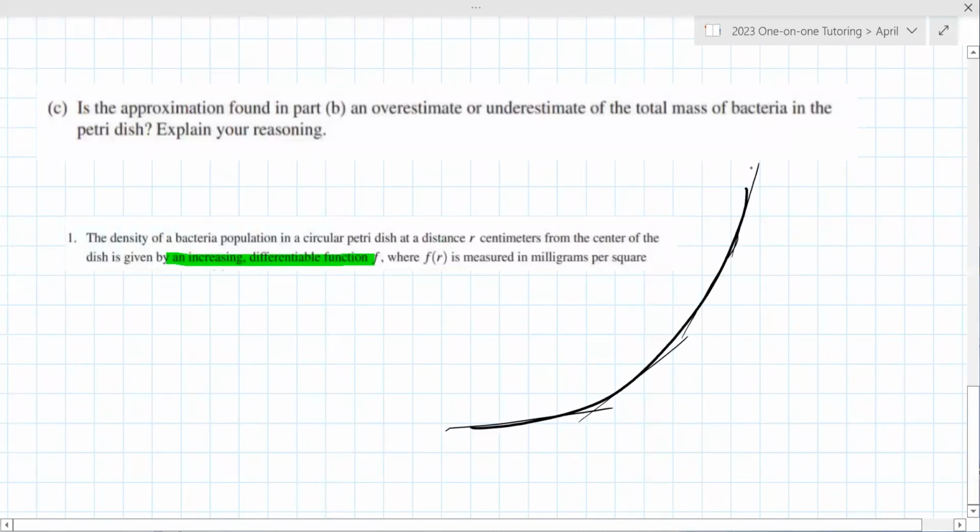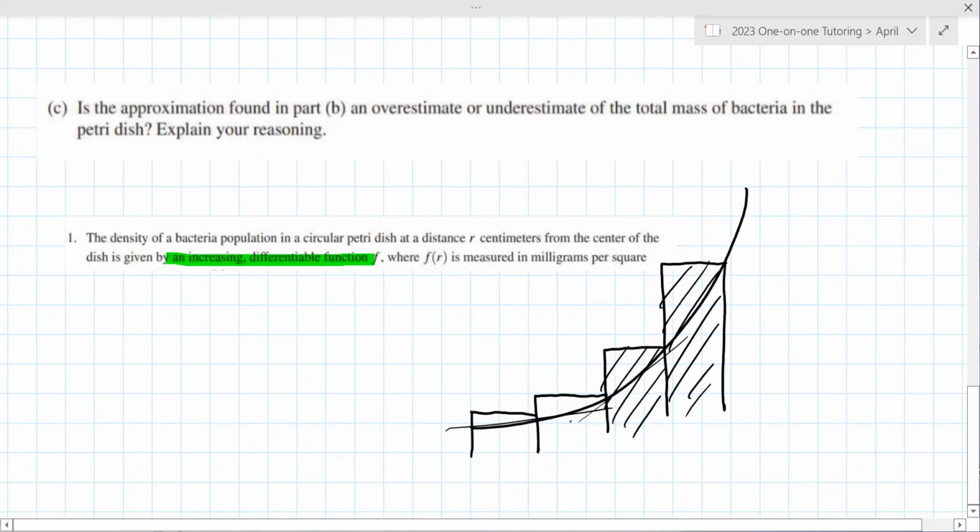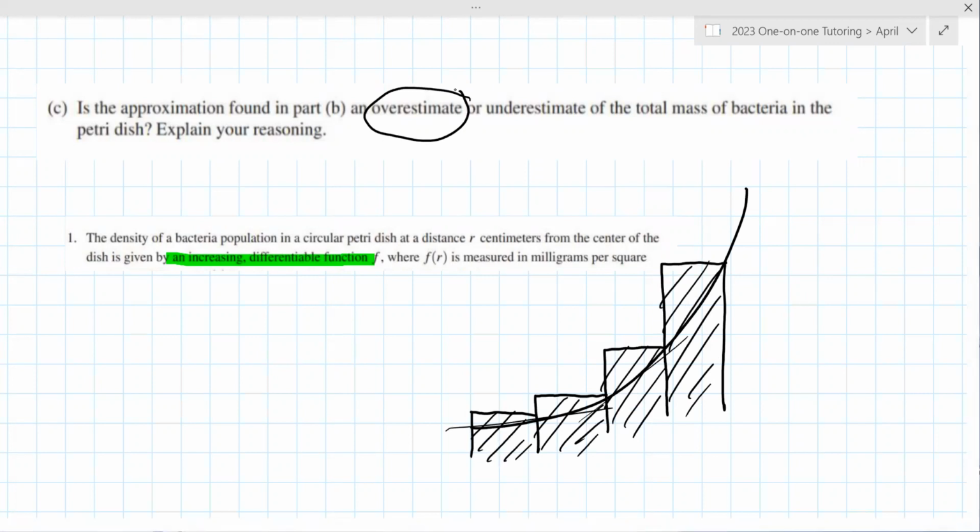So your right sum here, you start at the right side and you draw this rectangle, and you can probably start making a decision about whether this is an over or an underestimate. The area of these rectangles is much larger than the actual area under the curve, so it is an overestimate. It has nothing to do with the value you found in part B. It only has to do with the shape of the curve described in words there.